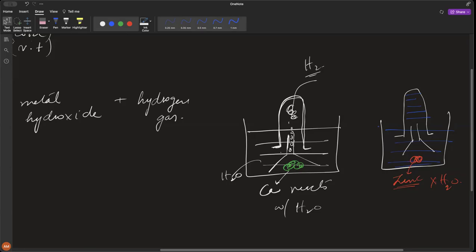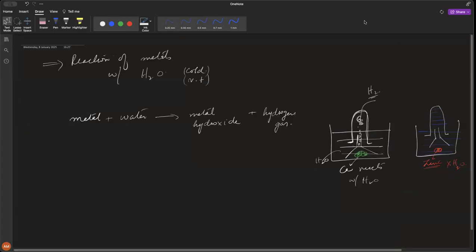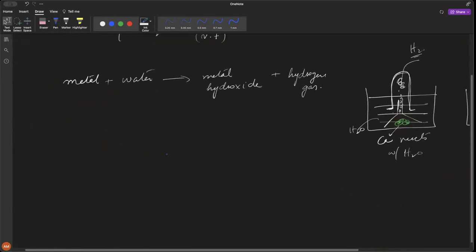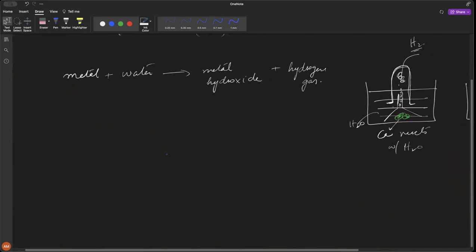Is this clear? All right. So this is how these reactions are going to take place. So let's write for each of these metals. I'm going to summarize them, but I would want to give some detailed understanding and explanation, because you're going to get a lot of questions from this in your exam.